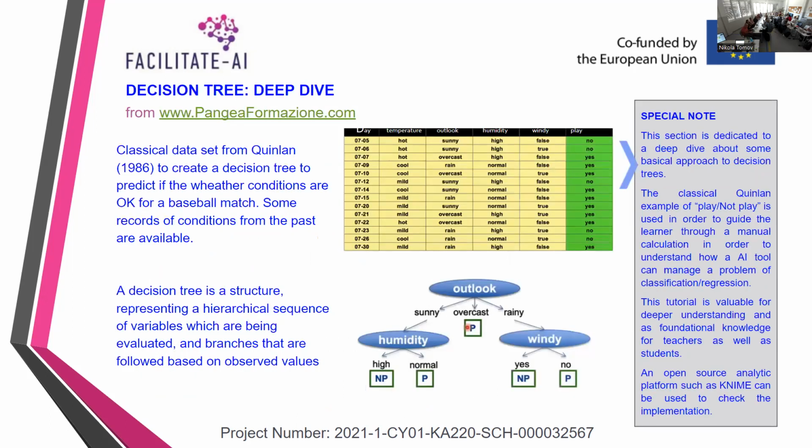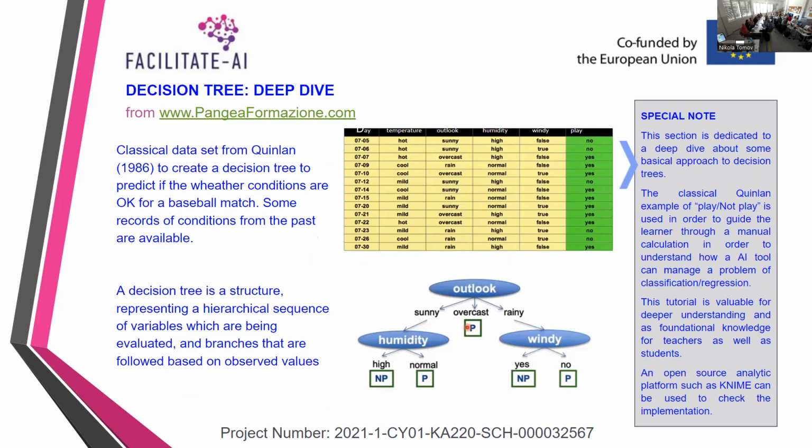And we can go deeper. This is a famous example, a classical data set of Finland for creating a decision tree to predict if the weather conditions are okay to go outside and play a sport, a match.